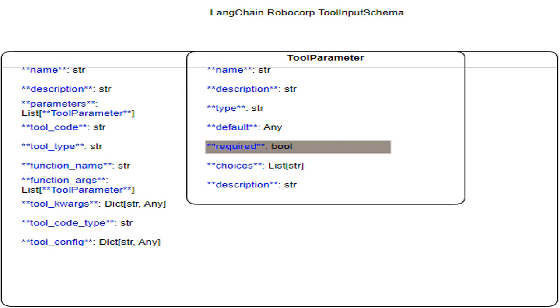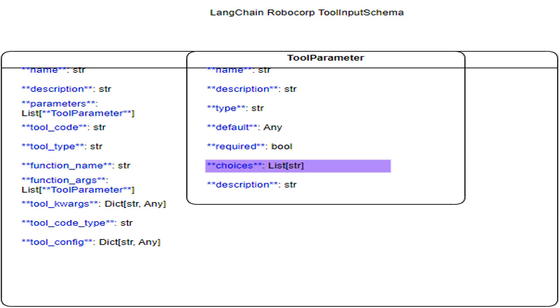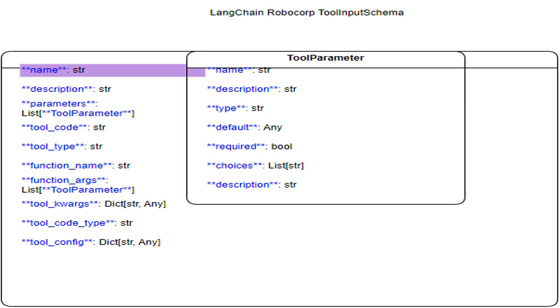Required, Bool: indicates whether the parameter is mandatory. Choices, List of str: a list of allowed values for the parameter. Description, str: a more detailed description of the parameter.